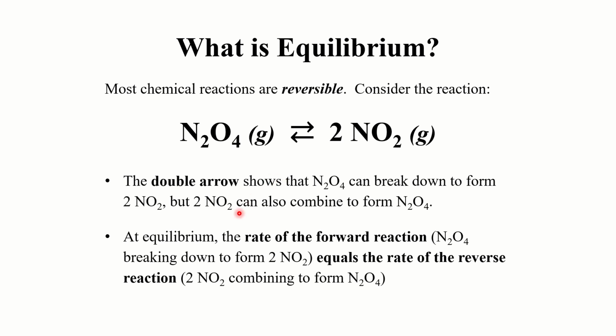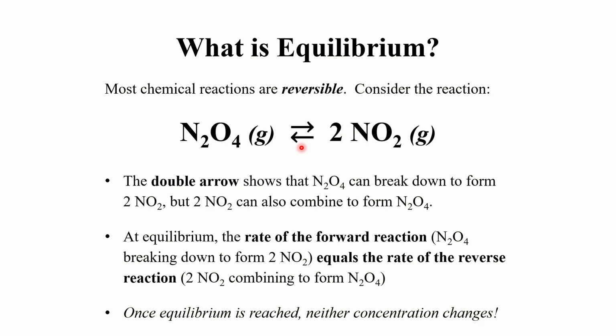At equilibrium, the rate of the forward reaction equals the rate of the reverse reaction, and this is very important. This is something we mentioned briefly towards the end of lecture 9 when we were learning about reaction mechanisms and the concept of kinetics. So again, we generally could call this a dynamic equilibrium. It's important to note again that at equilibrium, it's the rates of the reactions that are equal to one another. The rate of the forward reaction is equal to the rate of the reverse reaction. So once equilibrium is reached, neither concentration changes.